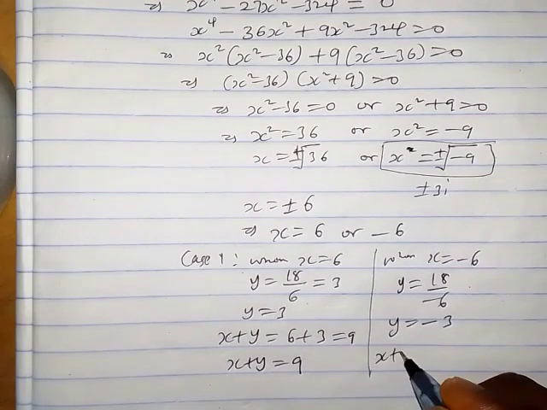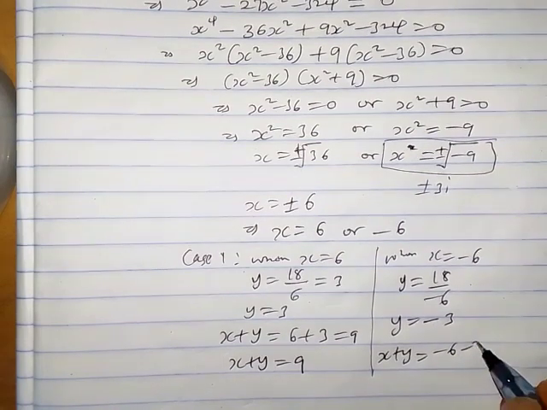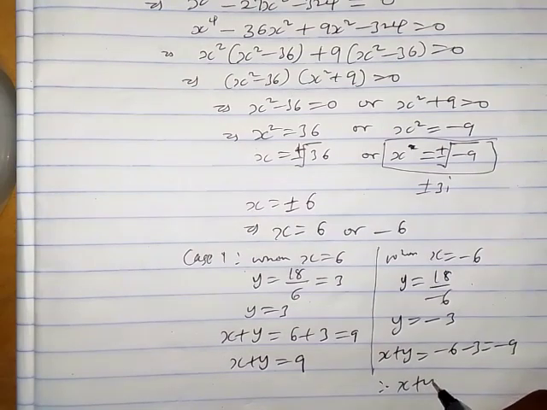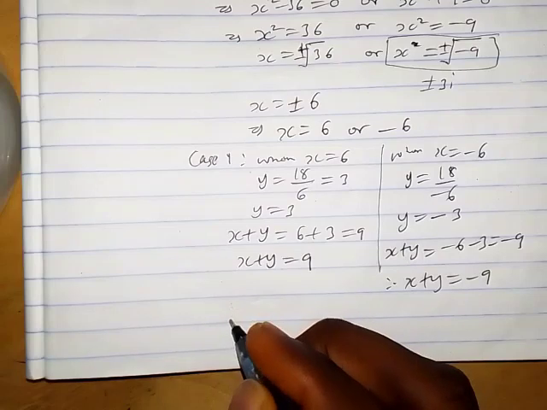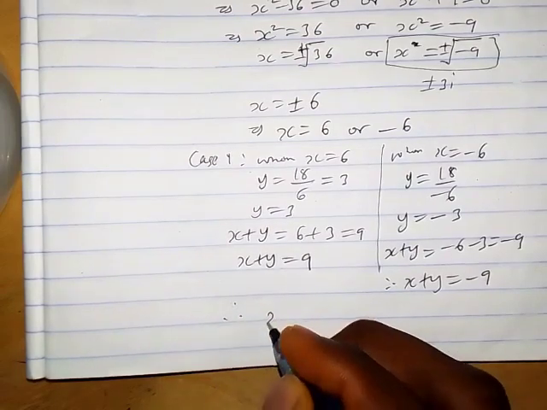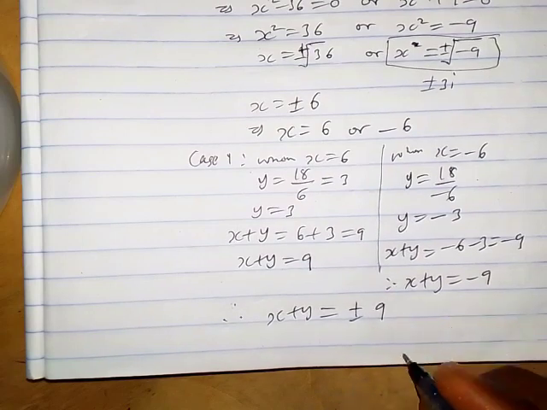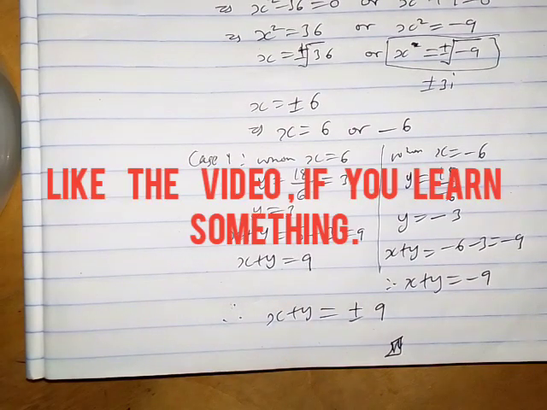So x plus y equals, what is x? Minus 6. And what is y? Minus 3. So we have minus 9. Therefore x plus y equals minus 9. So in general, x plus y equals plus or minus 9. This is the required solution, because here we have positive 9 and here we have negative 9. So that's it.